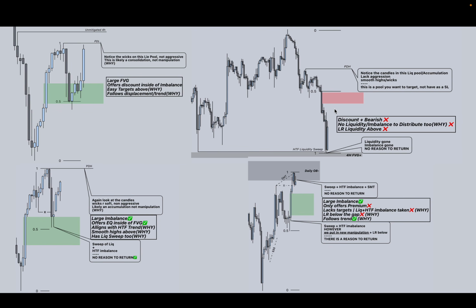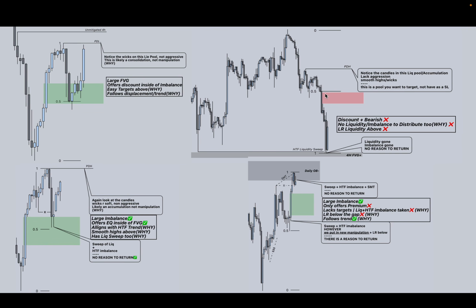Well, this fair value gap is bad because where is it going to go? We just swept out all of this liquidity over here, and hit a high time frame imbalance. There's no reason to return there. What is at this low? Well, there's no liquidity, and there's no imbalance below it, or no imbalance that needs to be filled below it, so there's no reason to go there. Yeah, we can, but that's just going to be a weird move.